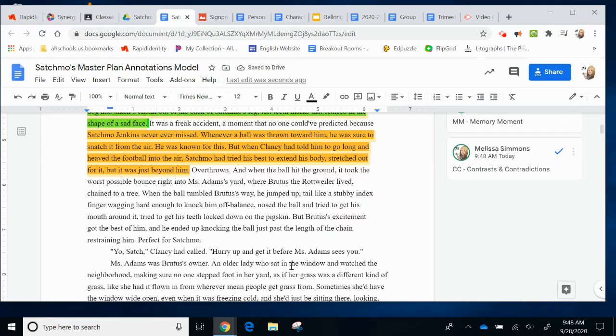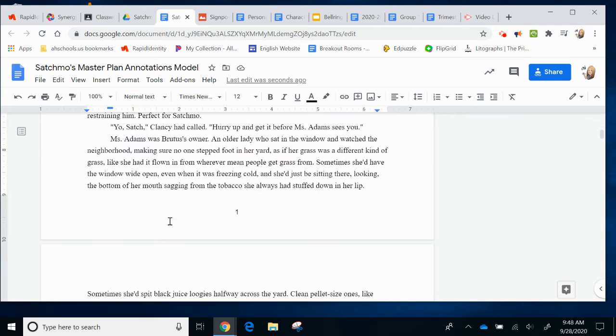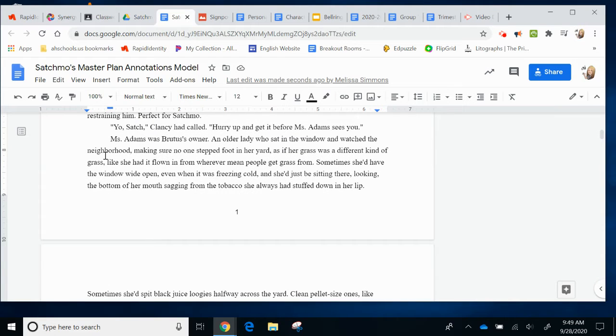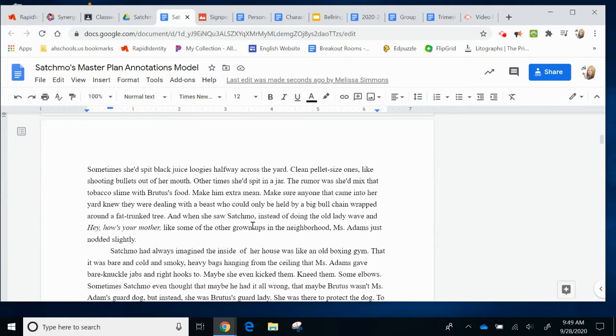All right, now we'll keep going. So here we're talking about what happened when Satchmo got his leg bit, or when Satchmo's trying to get the ball, Brutus is trying to get the ball first. Then later Brutus will get his leg. Next, we have Clancy saying, get the ball. And then we've got some things about Miss Adams here, okay? So Miss Adams is the owner of Brutus. And so we've got some background about her, which maybe helps us get into the idea of the neighborhood that Satchmo lives in.